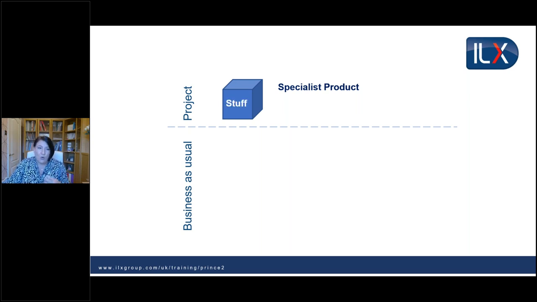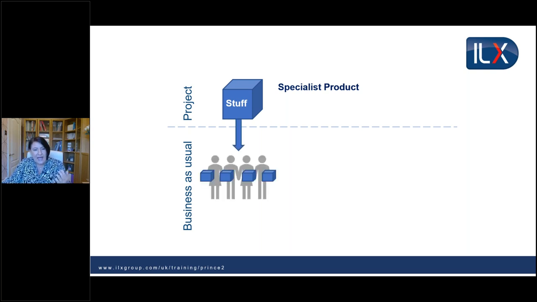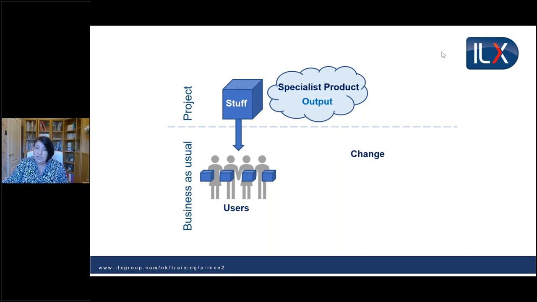At the end of the day, the project is producing some stuff. Once the project has produced the products, it hands them over into the business for people to use. The people that will use the products are referred to as the users. So the specialist products are very much an output from the project. And when the users start to use the new products, things in business as usual will start to change.